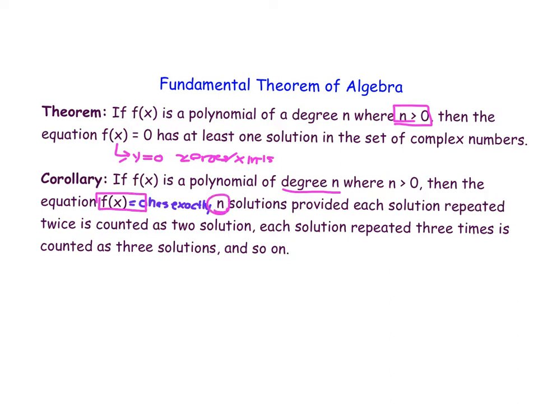So here you can see, okay, if I had a degree 3, say n was 3, it's saying that I would have exactly 3 solutions. If n was 5, it's saying I would have exactly 5 solutions, provided that each solution that is repeated twice is counted as 2 solutions, and each repeated solution that's there 3 times counted as 3 solutions, etc. So as we solve polynomial functions today and find all of the zeros, we're going to keep the fundamental theorem of algebra in the back of our mind so we know exactly how many solutions we are looking for.